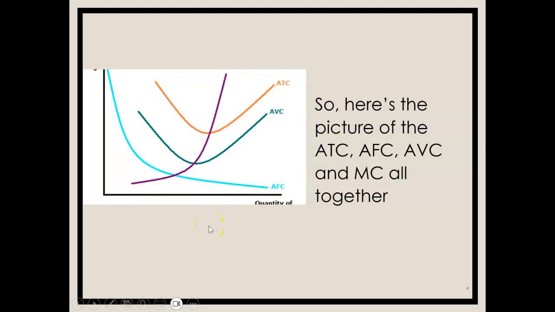You should be able to draw these diagrams, know what the shapes are, the relationships between the different curves, and why they have that shape and relationship. That's the kind of thing I'm bound to ask you on the exam.